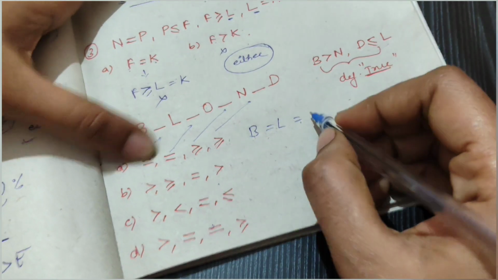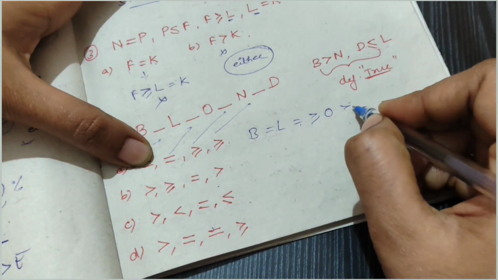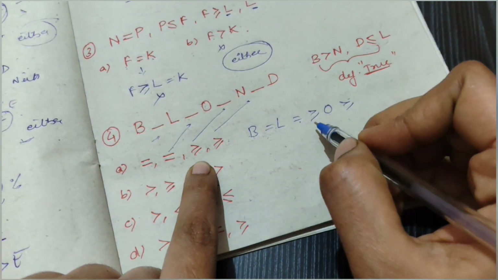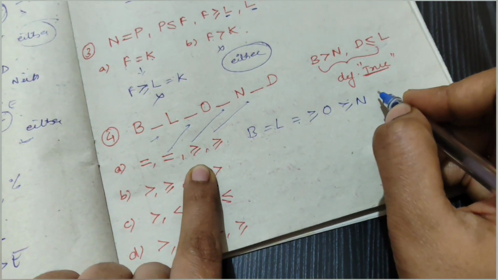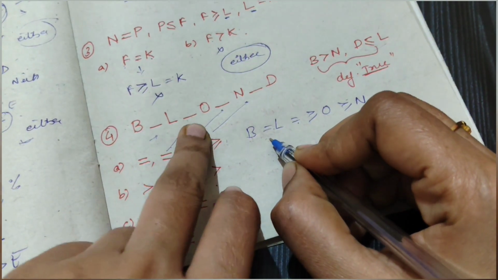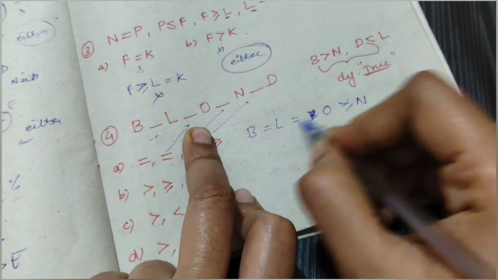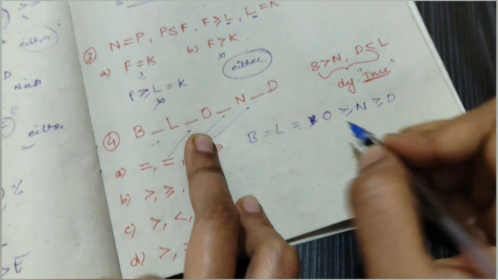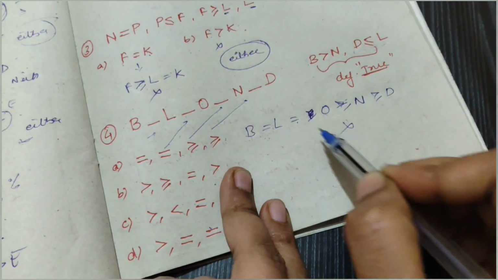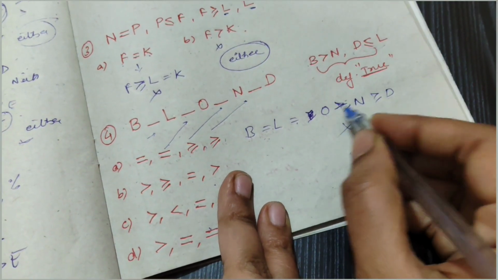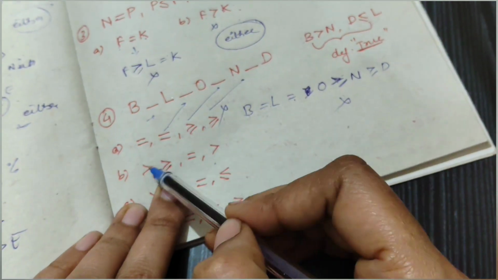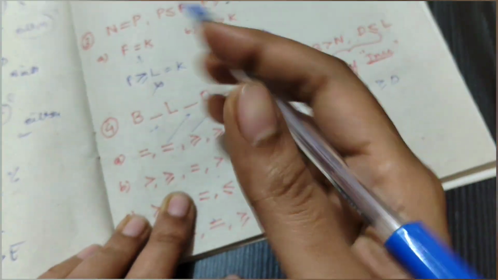L equal to, next, greater than or equal to O, greater than or equal to, I missed something, 1 2, N, B equals to L, sorry, L equal to O, greater than or equal to D. Now B to N, possibility no, because here equal to and greater than or equal to symbol is there, so this is false.